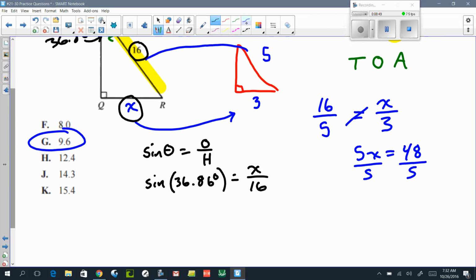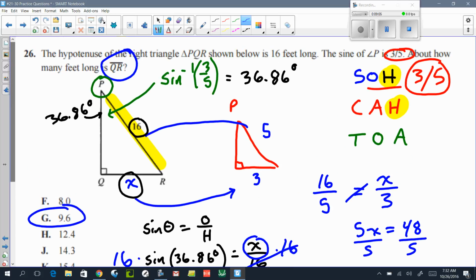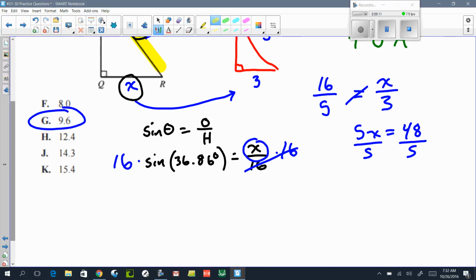Now, based on using this inverse trig to find this given angle, we only have one unknown in this equation, and we can solve for x by multiplying by 16 on both sides, and we end up with 16 times the sine of 36.86 degrees. Again, we're not using sine inverse because we have the angle now. The only time you use sine inverse is to find an angle, as we did right there. So type this into a calculator, 16 times the sine of 36.86, and you get 9.6. Answer is G.